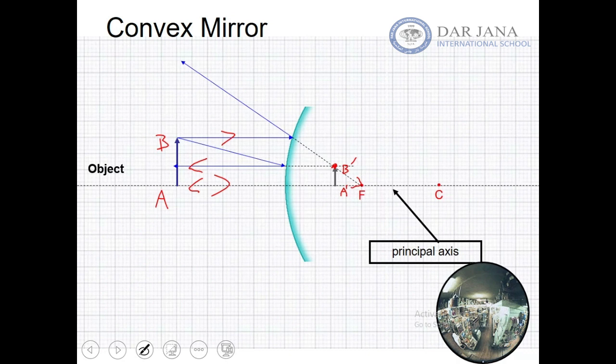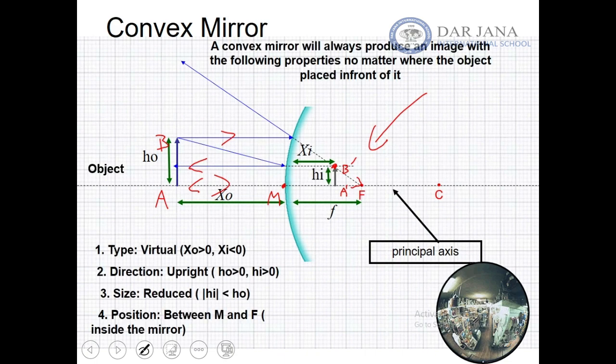As we can see here, the image is a virtual image since it's behind the mirror, inside the mirror. Number two, the image is upright, the same direction as the object. The size of the image is reduced, it's smaller than AB, and its position is between point M and F.